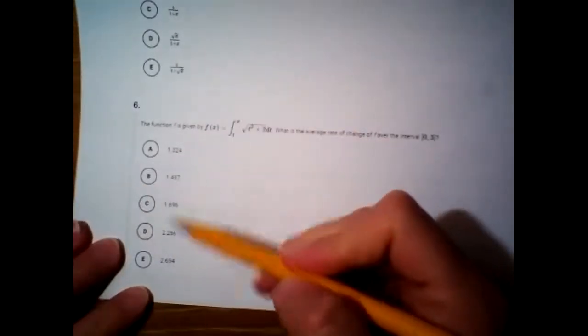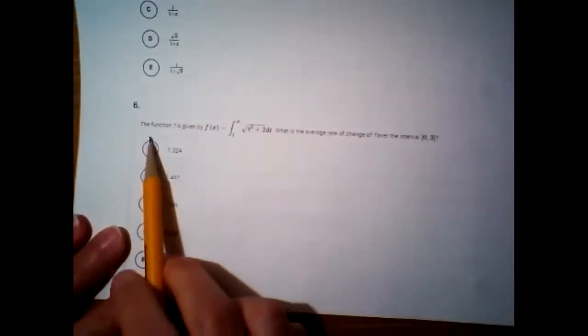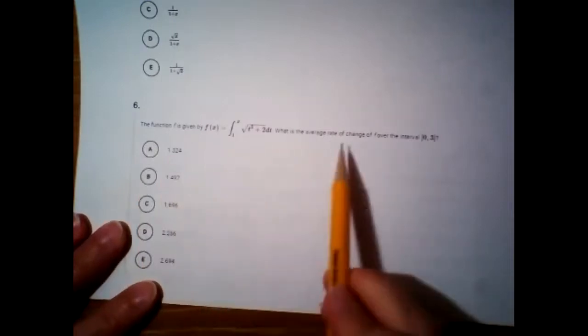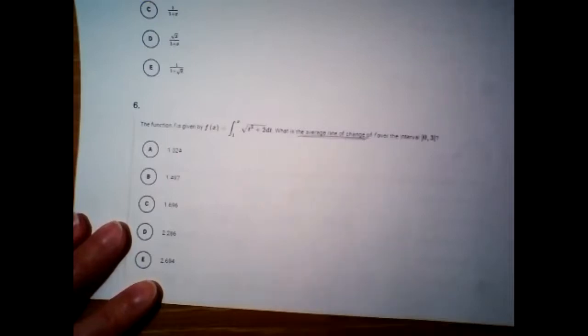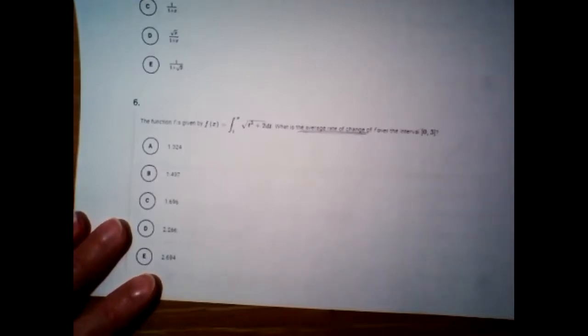All right, number 6. I know I'm going to need a calculator for this because look at all these decimals. Function f is given by this. What is the average rate of change? All right, I'm going to throw this question at you guys. What does average rate of change mean? Just in a single word, what are they asking us for? Good, nice job, perfect. Slope. All right, average rate of change just means slope.